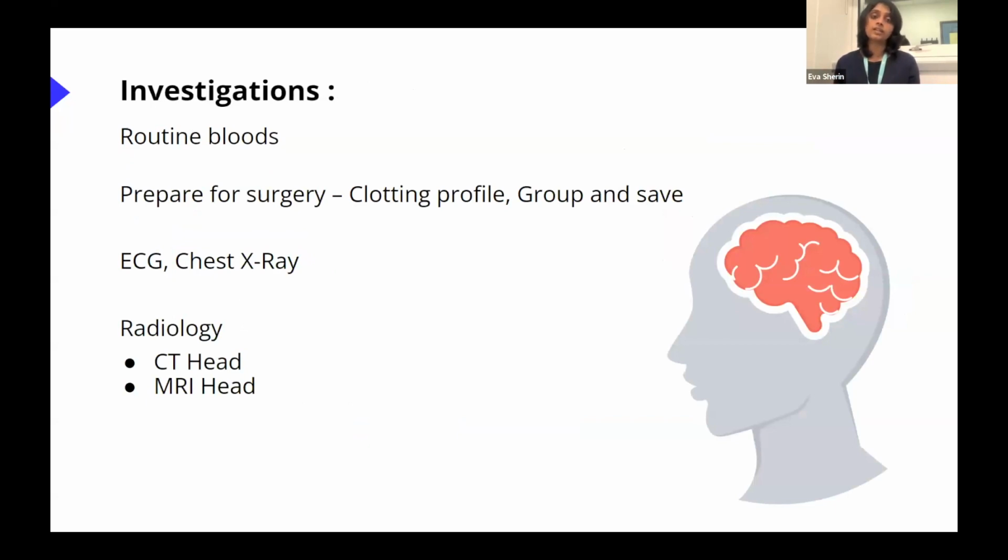So yes, prepare them for surgery accordingly, ECG and chest X-ray. Radiological imaging is what neurosurgery will request immediately, if anything. So CT and MRI, most hospitals find CT to be easily done.